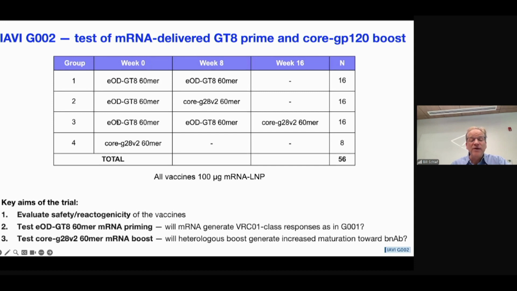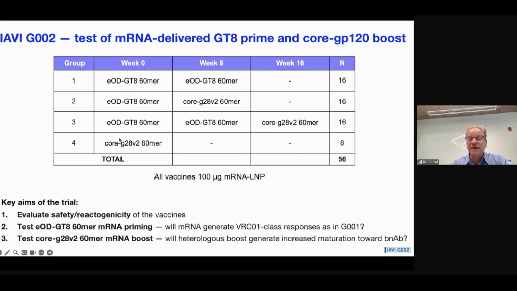And in group 3, we gave 2 immunizations with the priming immunogen followed by an immunization with the heterologous boost, because we didn't know if 1 or 2 shots of the prime would be necessary. And our affinity data from G001 suggested we might need 2 shots of the prime. So we really didn't know.